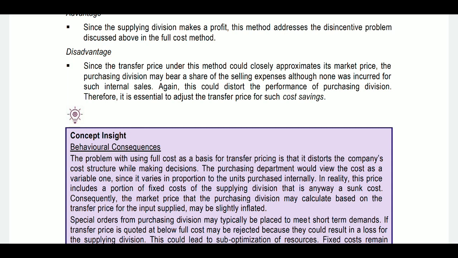Again, for example, in selling and distribution, if you have agents at 10%, when they sell our product we give an agent commission, and we add that in selling and distribution. If you are selling to an internal division, we do not have any agents, but the internal division which is purchasing will bear that expenditure also.